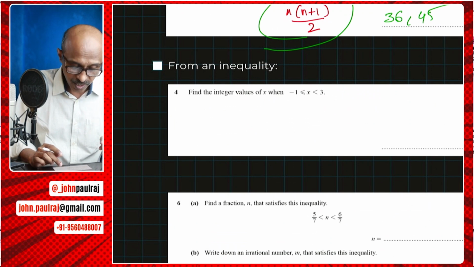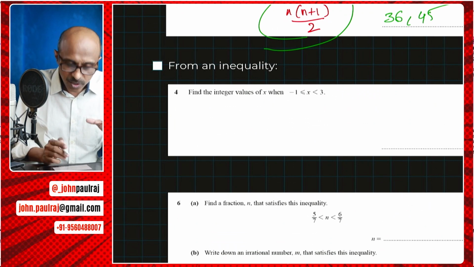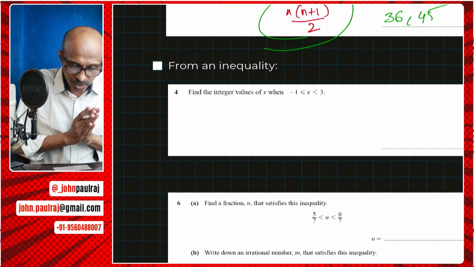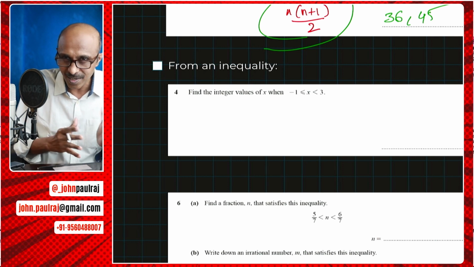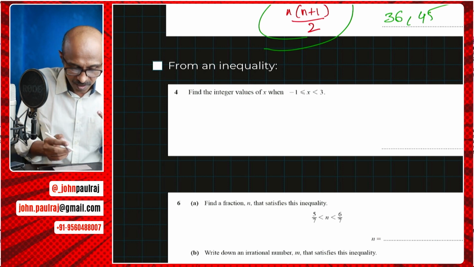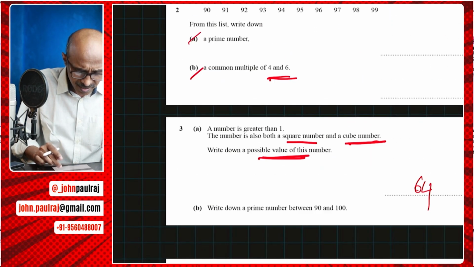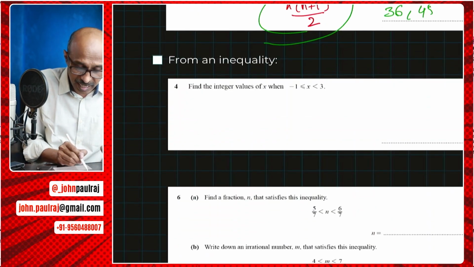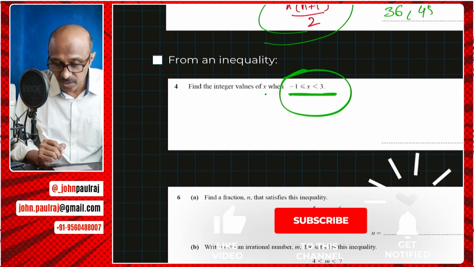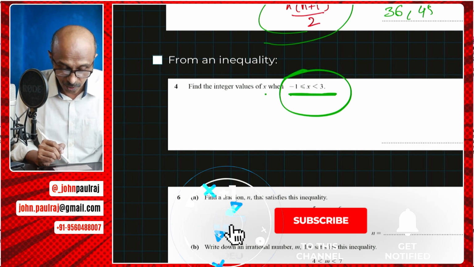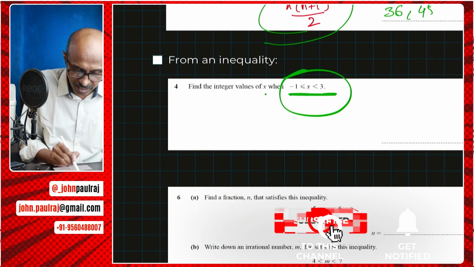Then inequalities. Now, it looks like an algebraic thing. I put it here only because you're not doing any algebraic operation here. You can even put it in the algebra section, but it's again, find the integer. It says find integer values of x, right? So basically you're listing integers between that. So it could have been made into algebra. Sorry if I offend anyone by that, but you're just listing integers there.